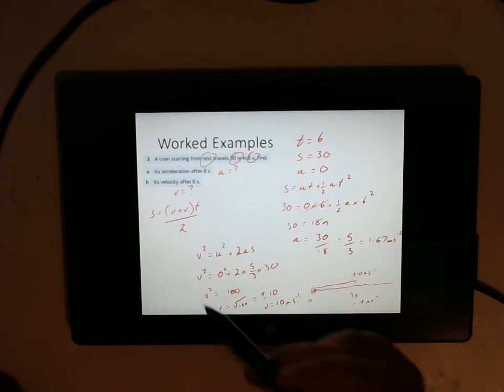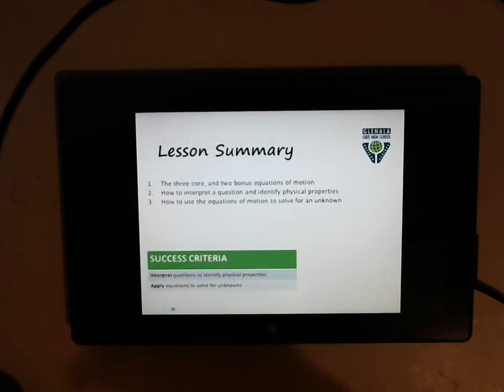Okay, so in this video we've learnt the following. Our three core and our two optional equations of motion for accelerating systems. We've looked at how to interpret a question and identify physical properties, and then finally how to use those equations of motion to solve for an unknown.